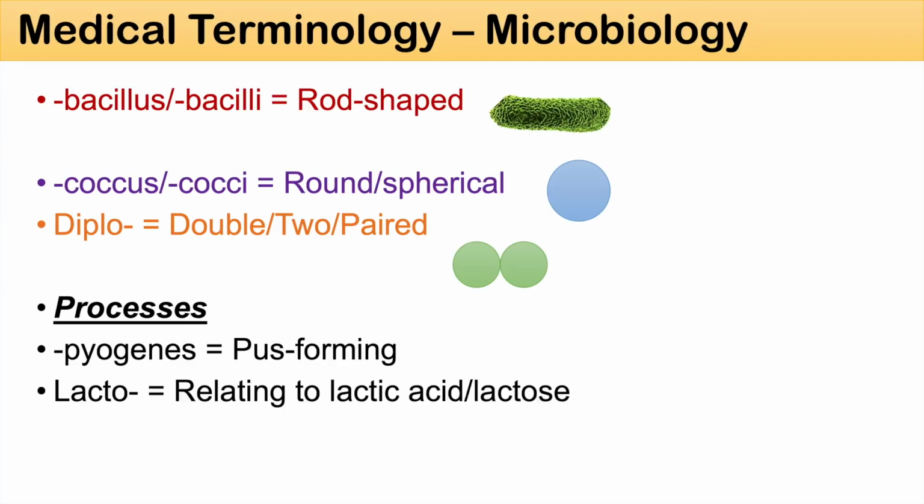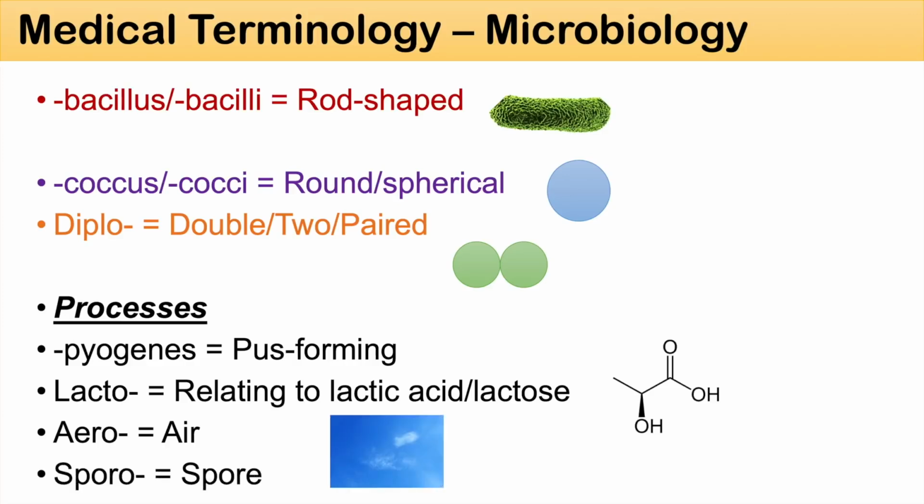Lacto, the prefix lacto, has to do with lactic acid or lactose. So it might mean that bacteria metabolize lactic acid or lactose, or they produce it in some way. Some of the other processes that may be used in describing bacteria include the prefix aero, which relates to air, and sporo, which relates to spore formation. So now that we've talked a lot about bacteria, we'll move on to looking at specifiers for viruses.